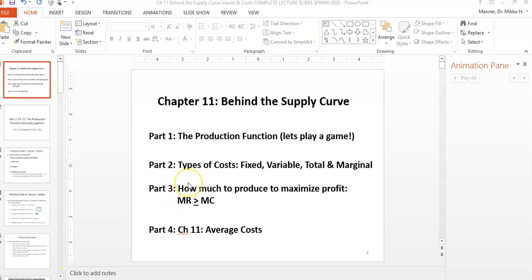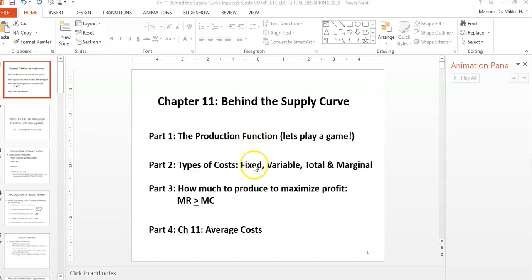This is the first video going over Chapter 11, Behind the Supply Curve: Inputs and Costs. This first part is going to define what a production function is, and go over an example that, if we were in a face-to-face class, we would actually do.